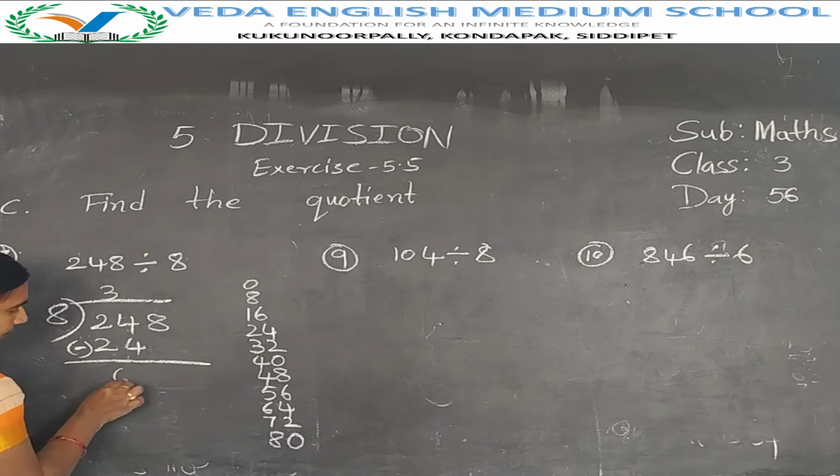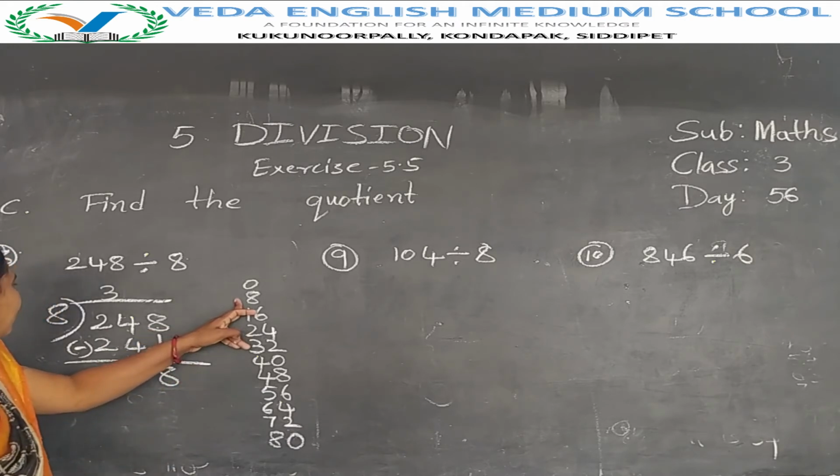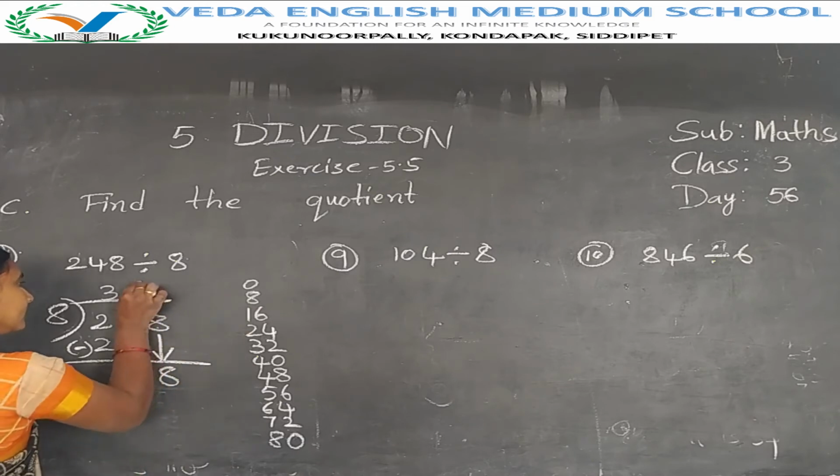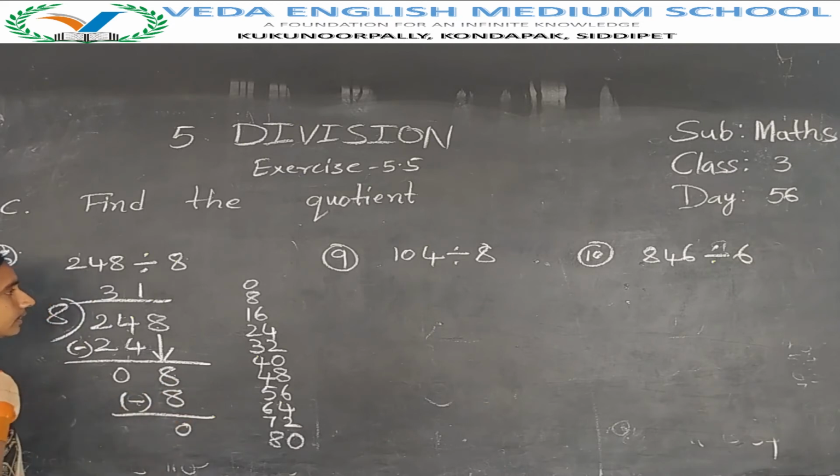24 minus 24 is 0. Bring this digit down. 1 time 8 is 8. 8 ones are 8. 8 minus 8 is 0.